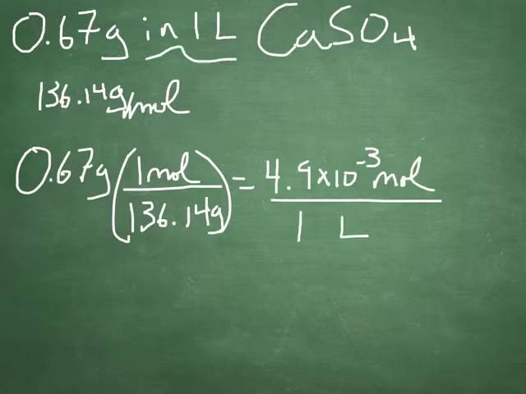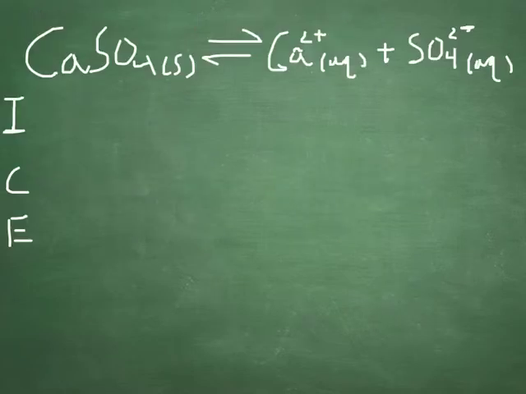All right, so let's do an ice table. So we have our equation. Our calcium sulfate, which is a solid, of course, because it's a salt being dissolved in water, will dissociate into calcium 2 plus and sulfate 2 minus. Now, here's the thing. This is going to be the easiest ice table you've ever done, I would think. This guy right here, it's a constant. It's a solid. We don't include it.